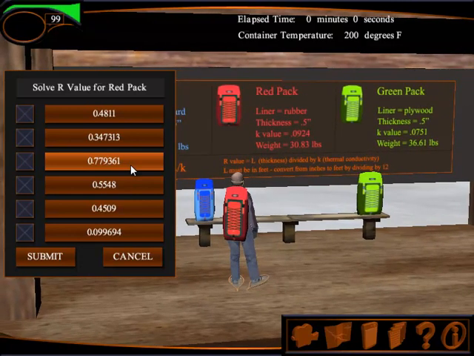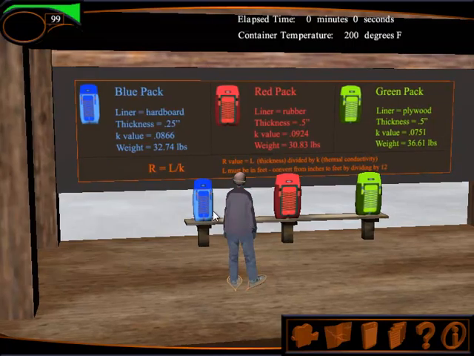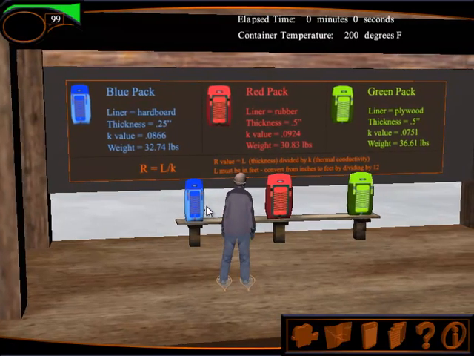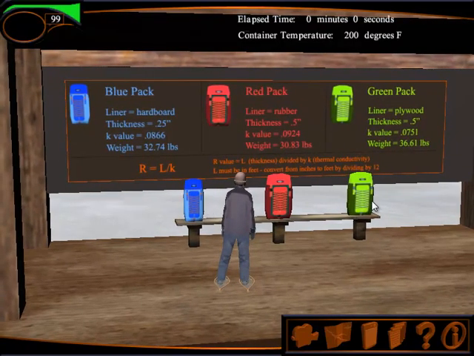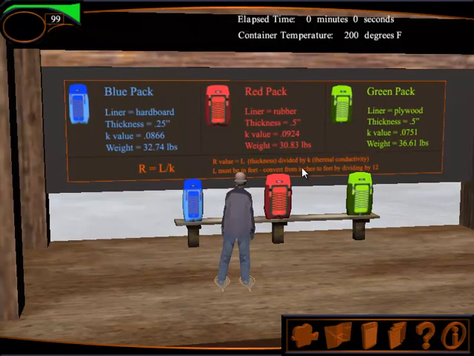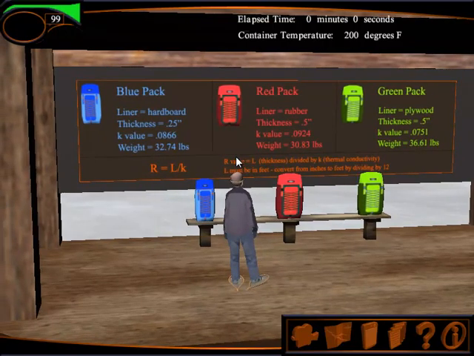Now I can hit cancel, and if I do, then it's going to put the pack back. I can pick up the blue pack. I can also hit the letter Q, as we know, to drop items. So what I want to do before I do anything else is figure out what the R values are and then correctly answer these questions, and then choose which pack I want based upon the weight and its R value to start this first leg of the race.